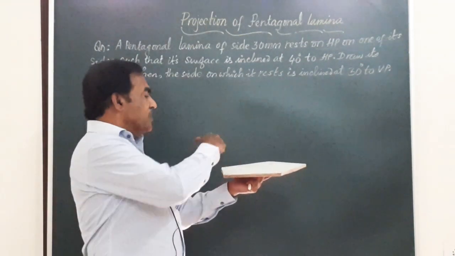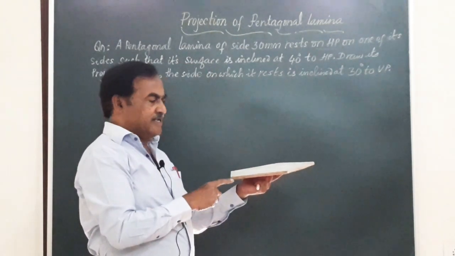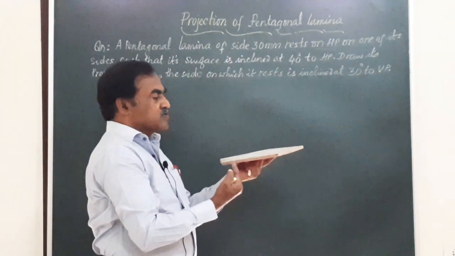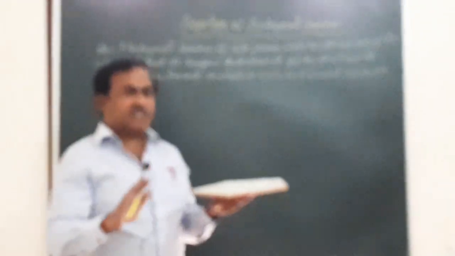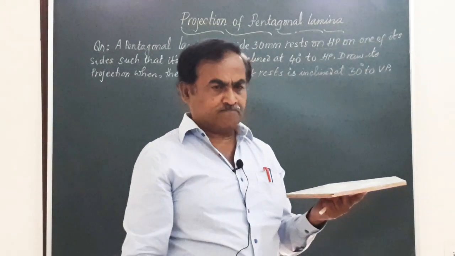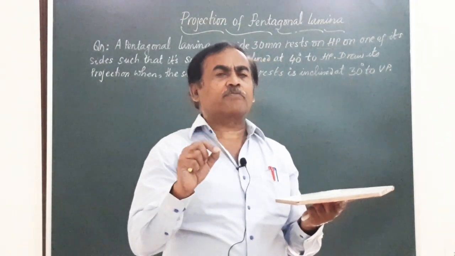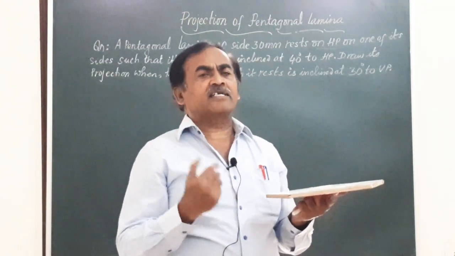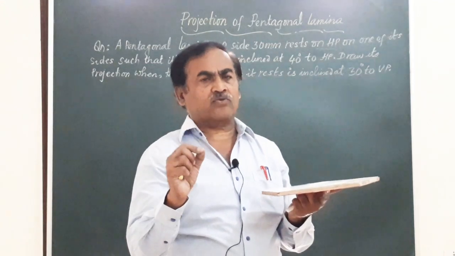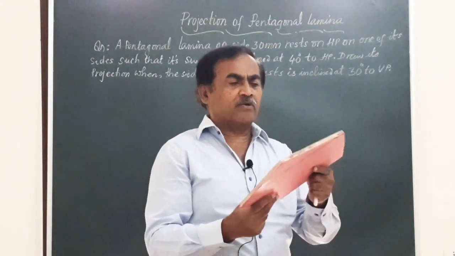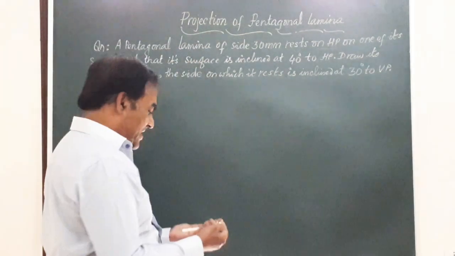In the top view, it is going to appear as a regular pentagon of side 30 mm, and in the front view you see this lamina as a line. So, remember, whenever any lamina is placed on HP, in the top view you are going to see the true shape of that particular lamina, and in the front view it is always seen as a line on XY. So, friends, let me commence this problem by drawing the top and front views of the lamina.